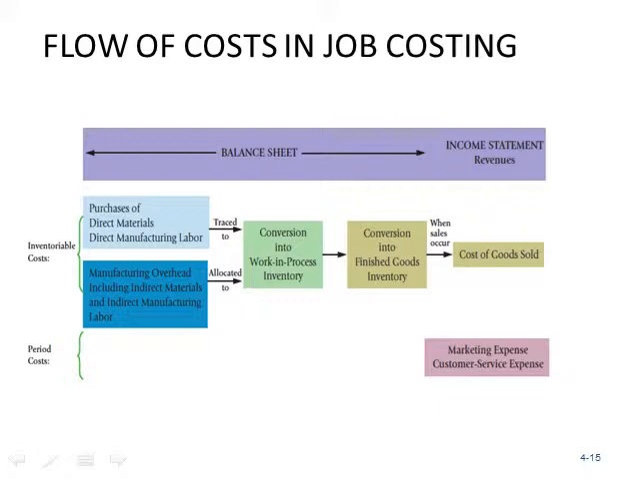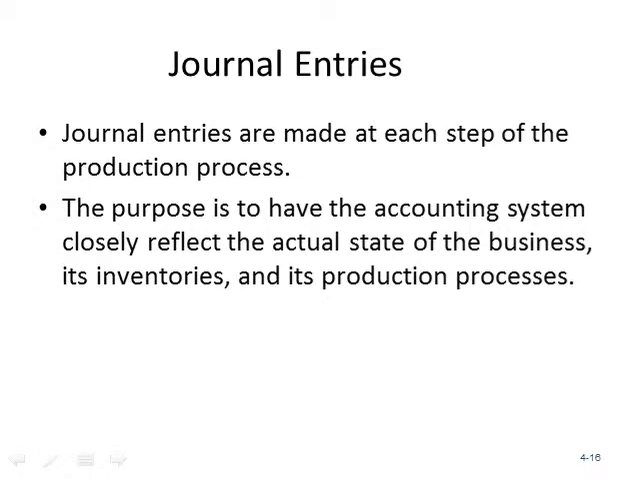So now let's take a look at some of the journal entries we'll use to record each transaction. Our accounting system should reflect as closely as possible the actual state of the business. This allows users of the accounting system to view in the system a representation of what is happening in the business.